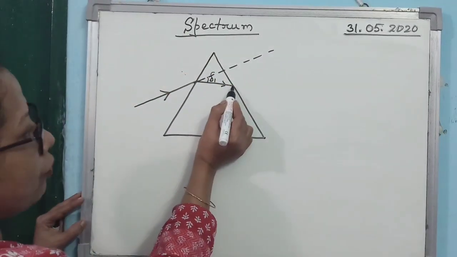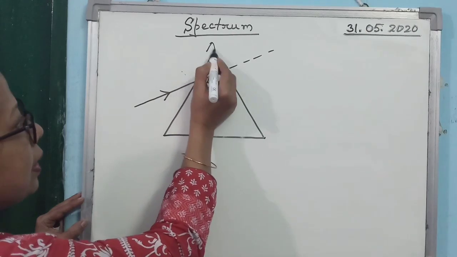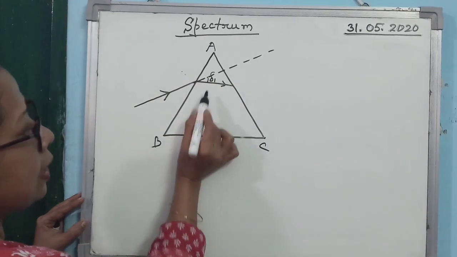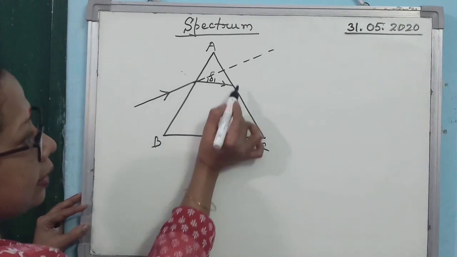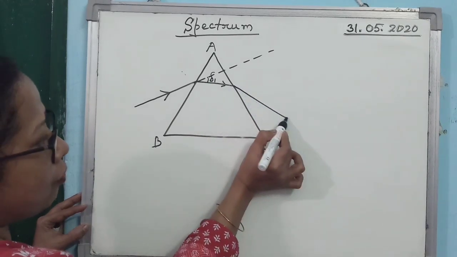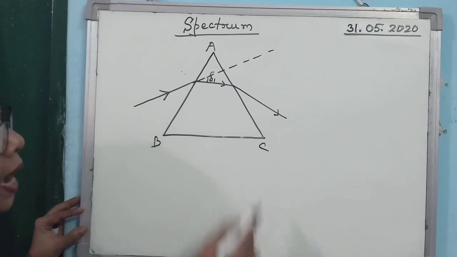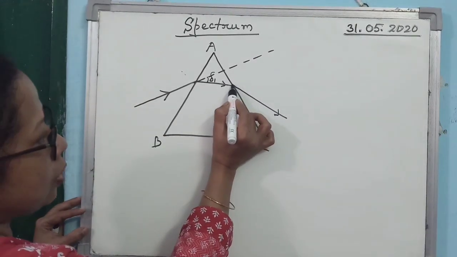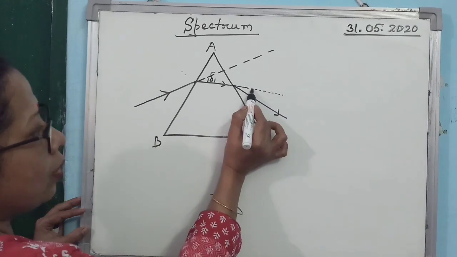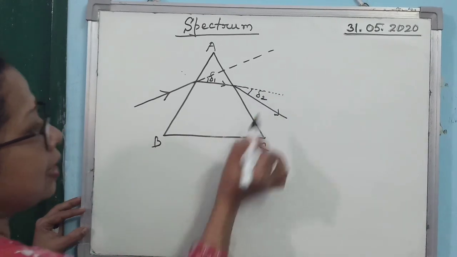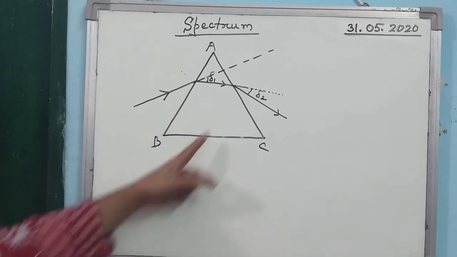Then secondly, let us name it as ABC. Secondly, when it is falling on the second refracting surface AC, then again it will move away from the normal and it will move like this. So you see, if I just extended this line, what is the angle of deviation here? Angle of deviation is delta 2, this one.